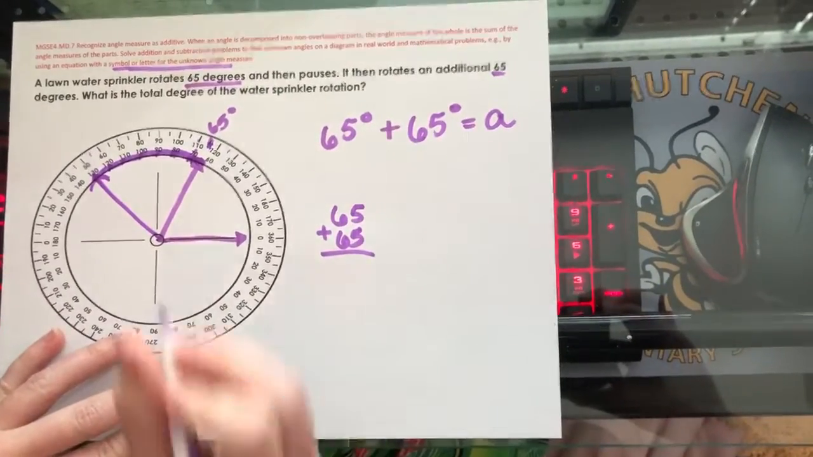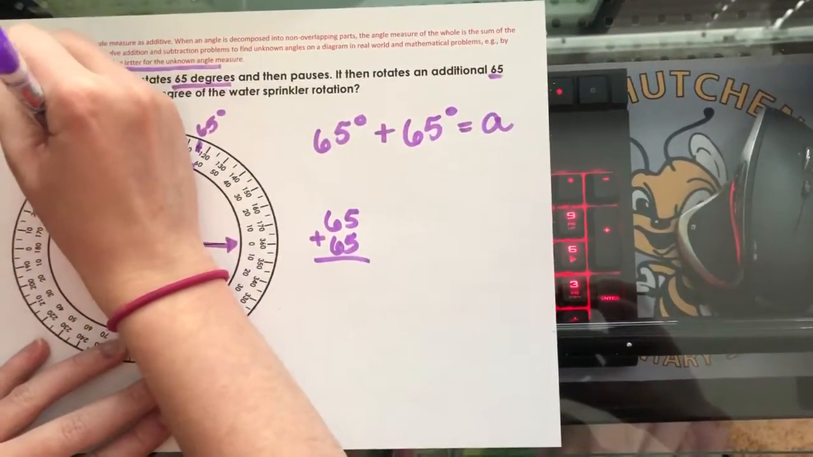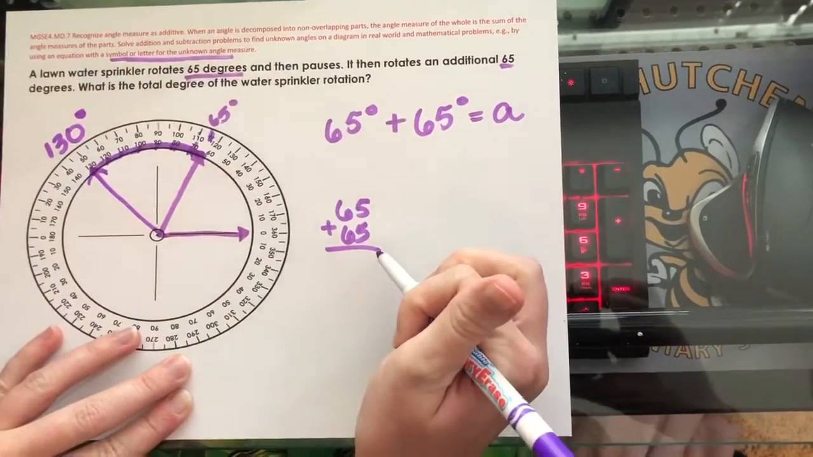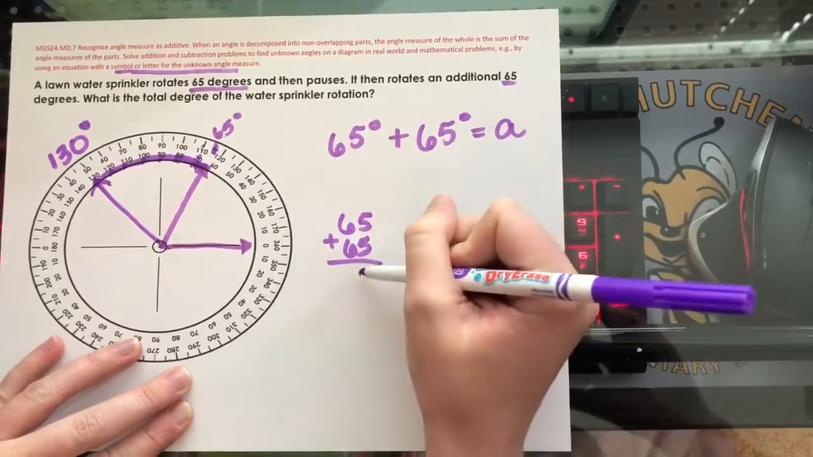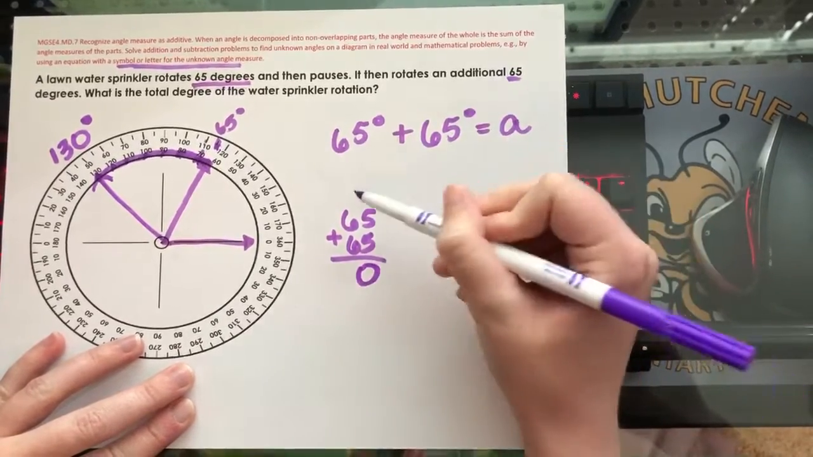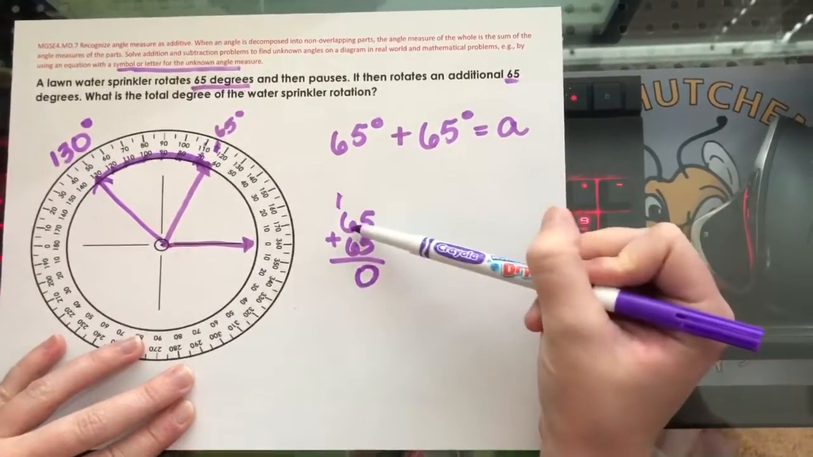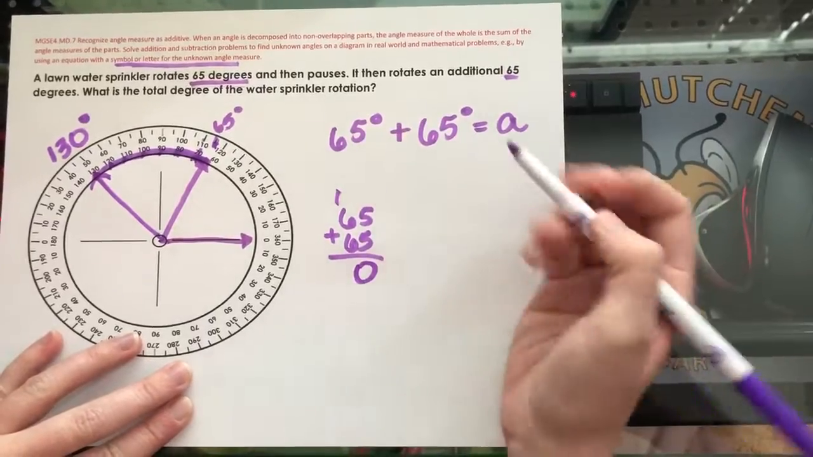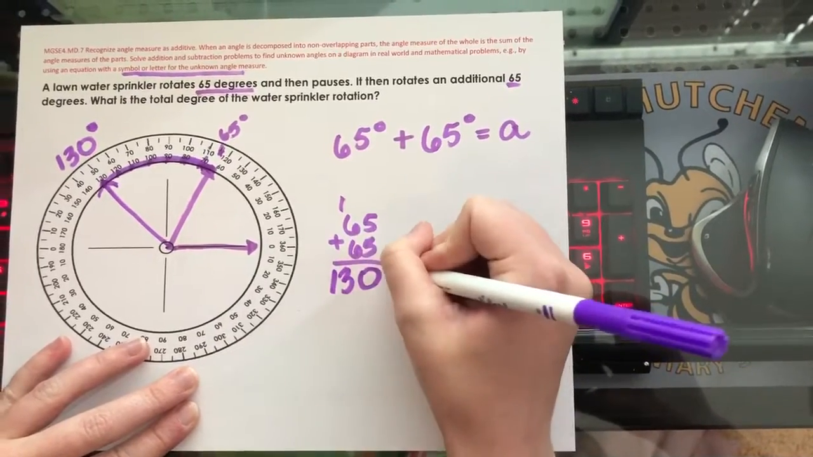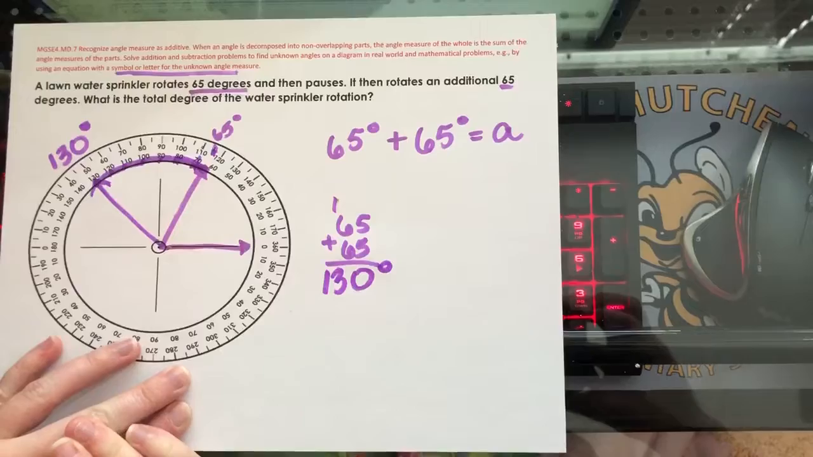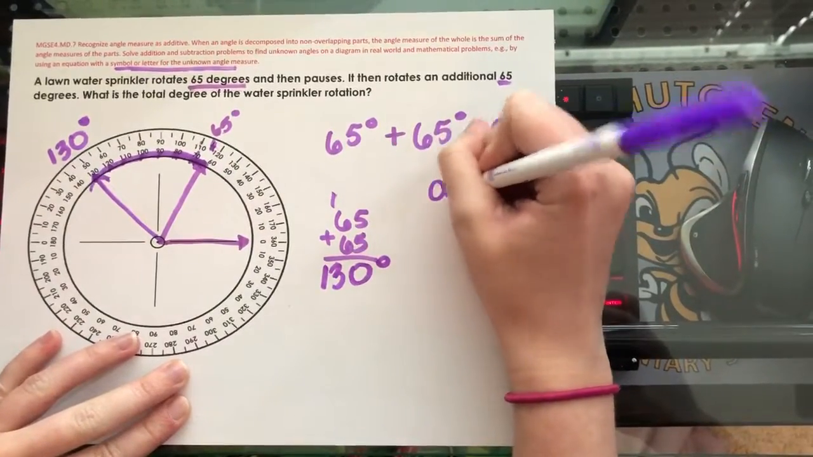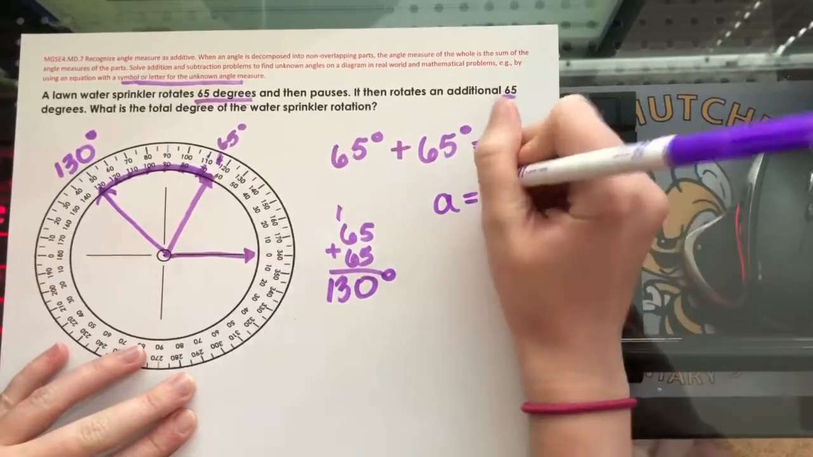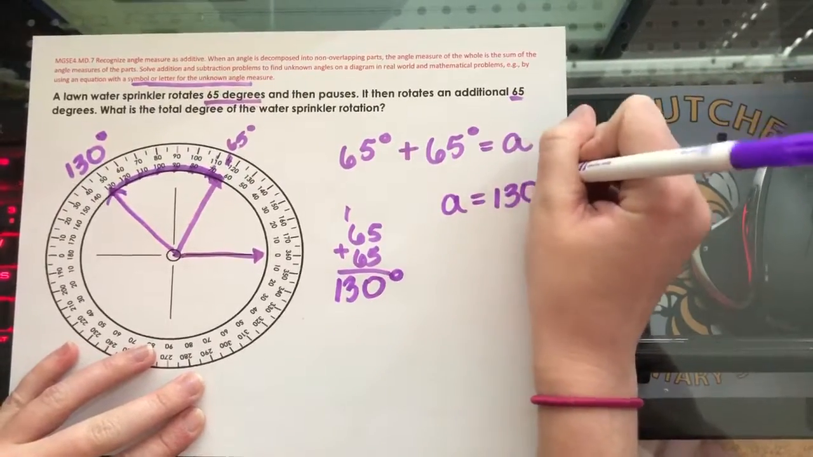So let's test it this way. We're going to put 130. And we're going to test it the regular algorithm that we know how to use. Okay? We know 5 plus 5 is 10. We have to regroup our 1. 6 plus 6 is 12, and we have plus 1 is 13. So we do have 130 degrees. So our total angle is 130. So you can mark that your angle A was 130 degrees.